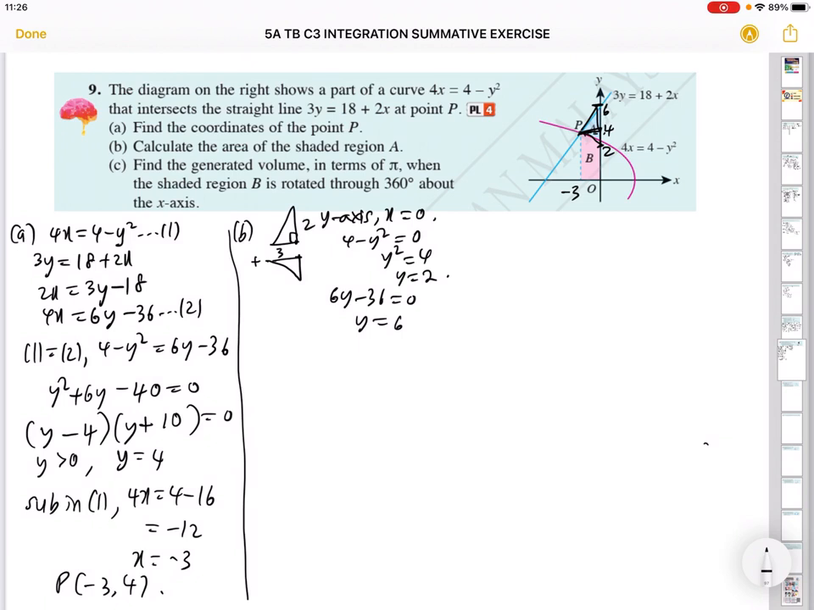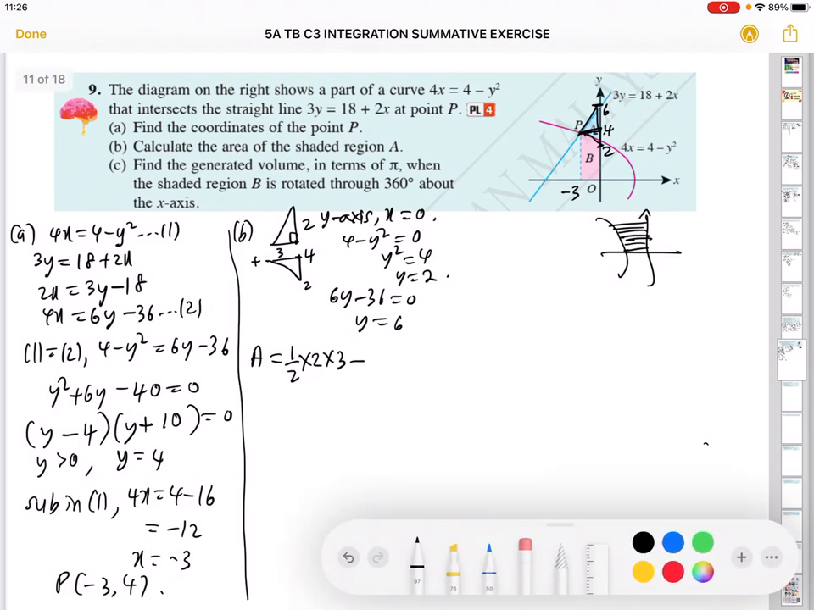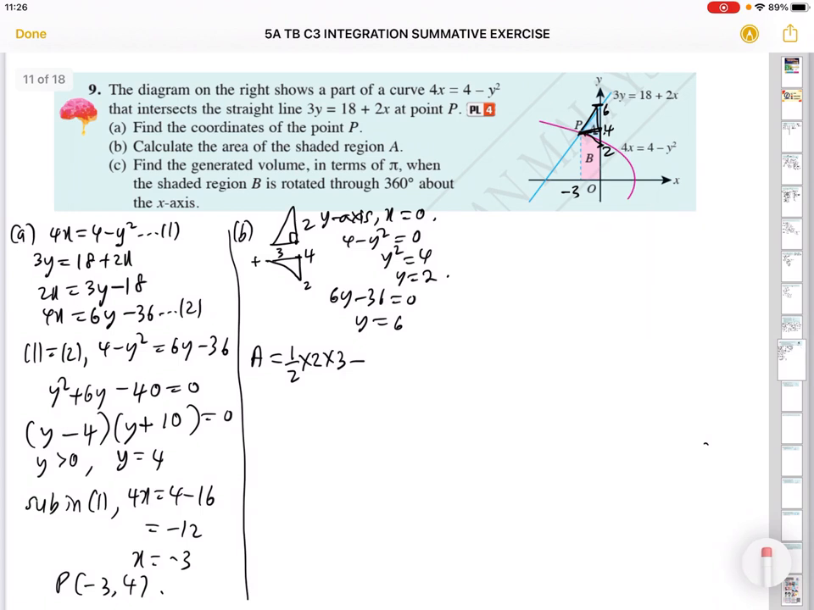Okay, let's just calculate the area of the triangle first, one by one. Area of triangle is just half times base times height. Base 2, height is 3, no problem. But when you integrate towards the y-axis and it's on the left-hand side of the y-axis, they are all negative because your x values are negative. So just be mindful of that. You need to put a negative in front, or you can put a modulus, from 2 to 4.